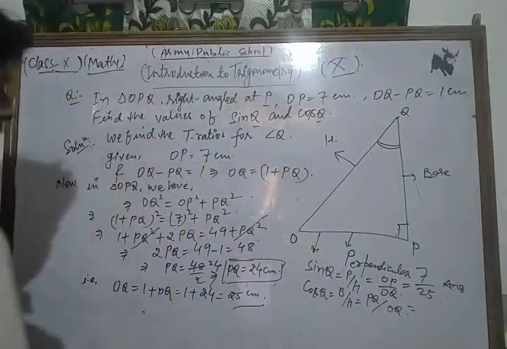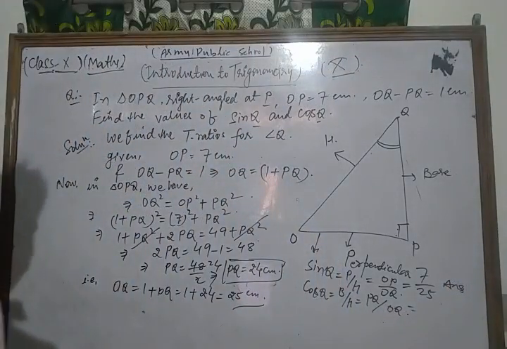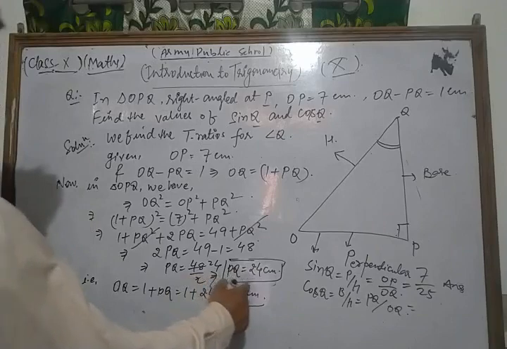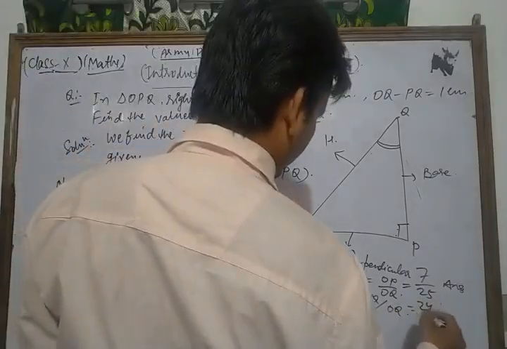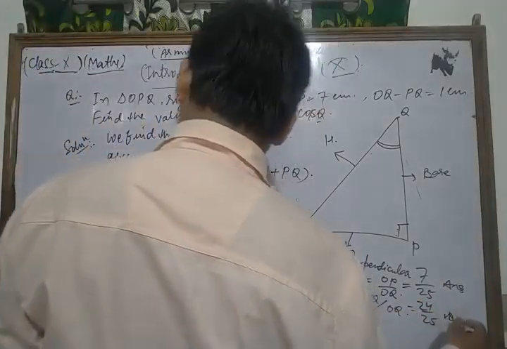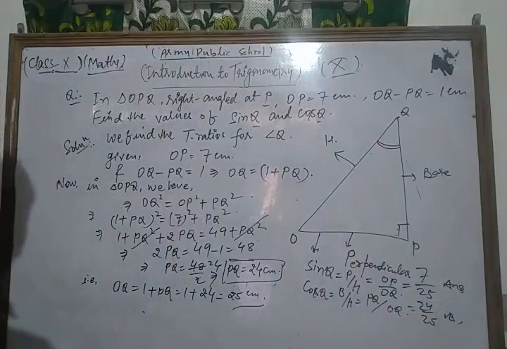And second is PQ. The value of PQ is 24. So here we put 24 upon 25. This is another one.